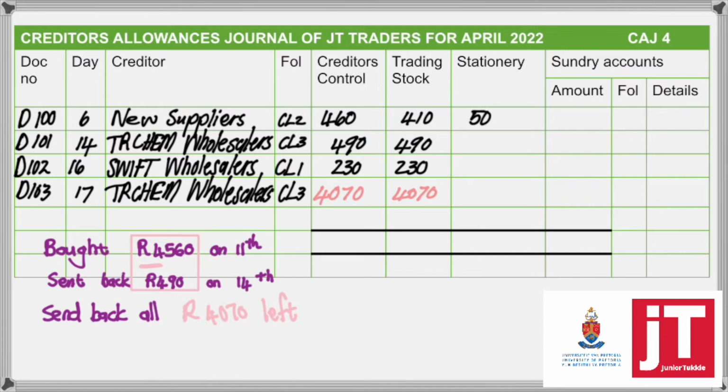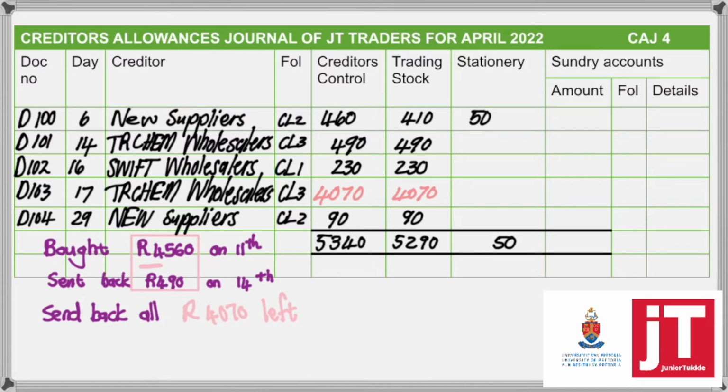And then lastly, on the 29th, that was the audit, there was an error in the document. The difference between the 9,780 and the 9,870 is 90 Rand. And then all you need to do is add up your journal.